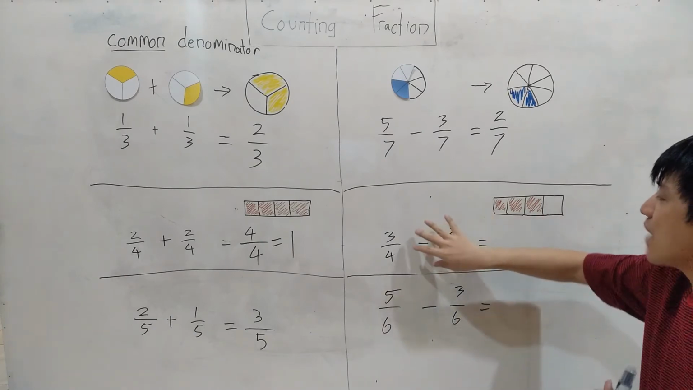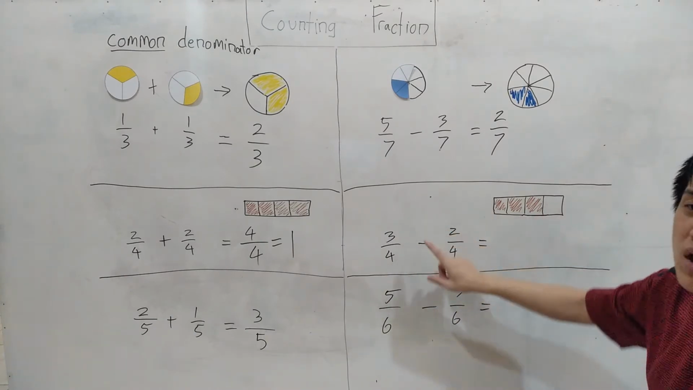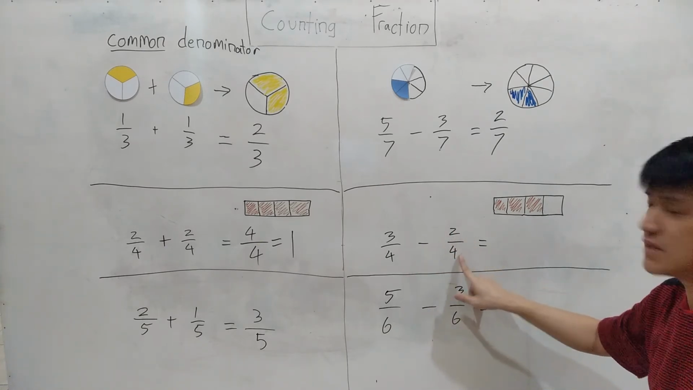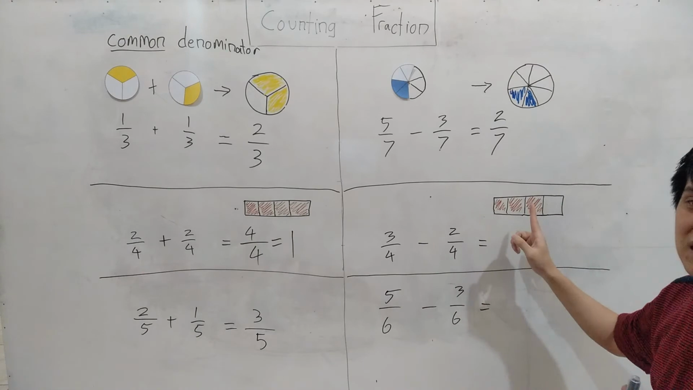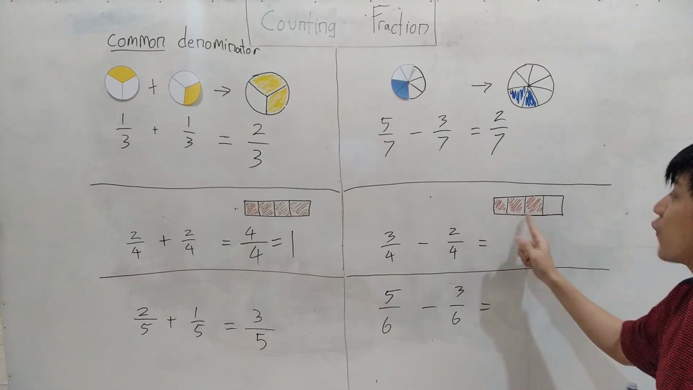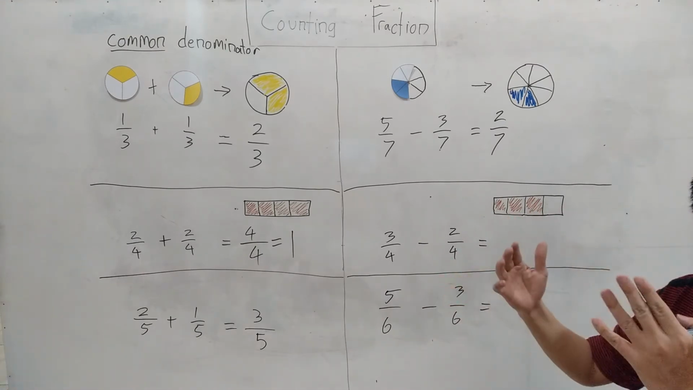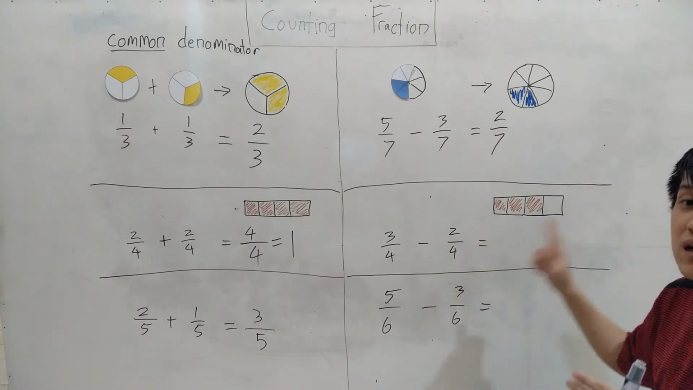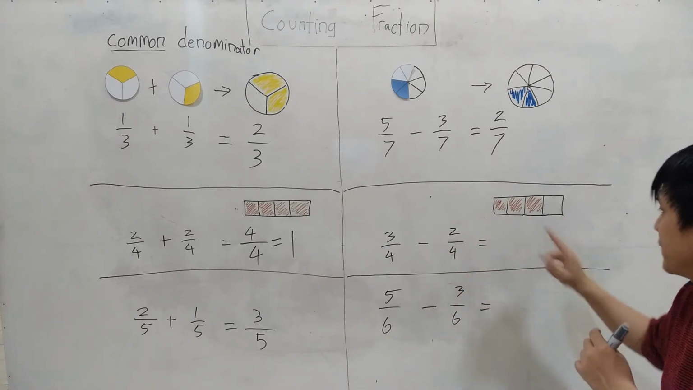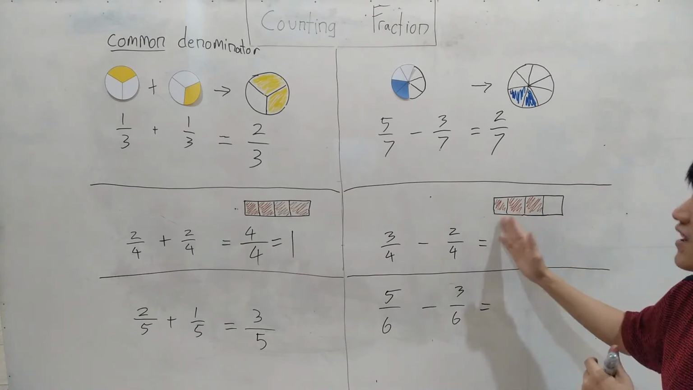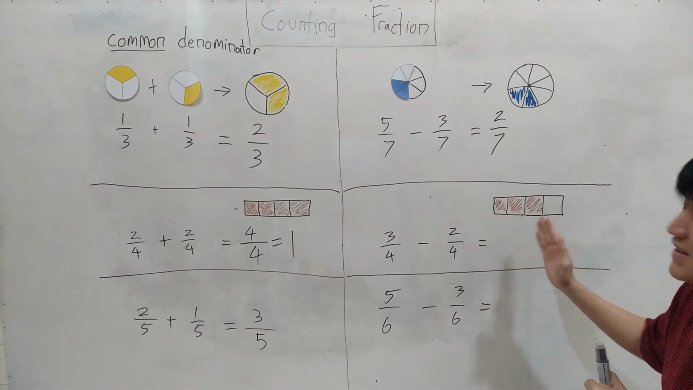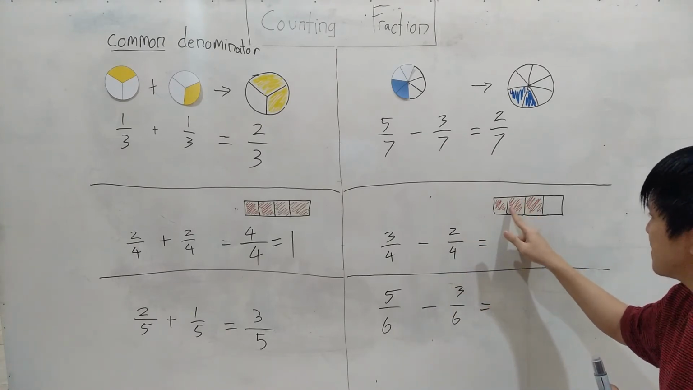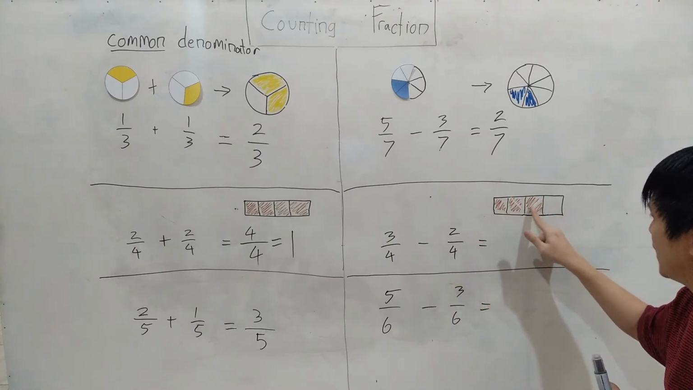So now, I want to eat, or take away, or throw away 2 pieces out of 4 equal pieces. Well, luckily, the pieces that I had here are actually 4 equal pieces, right? That's why you can only do addition and subtraction with the same denominator, because the number of pieces has to be the same. Now I want to throw away 2. So that means I will throw away this, and I will throw away this.